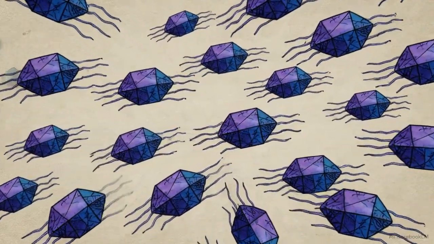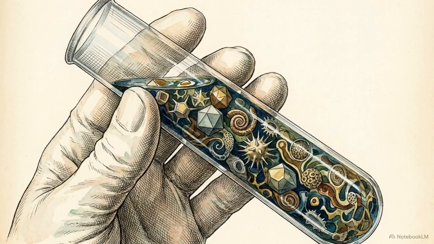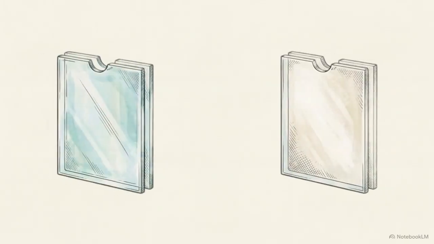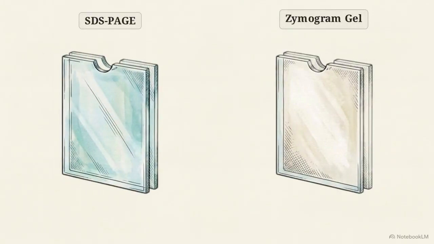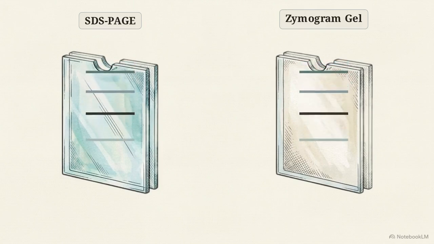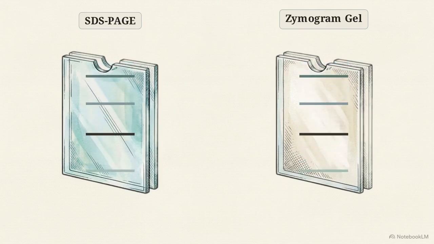The challenge is identifying which specific protein in a complex cell extract possesses this hydrolytic activity. To find it, researchers use zymography. A standard SDS phage gel on the left is run alongside a zymogram gel on the right, which is embedded with an opaque layer of susceptible bacterial cells. Both gels use SDS to denature the sample, forcing the proteins to migrate downward based purely on their molecular mass.